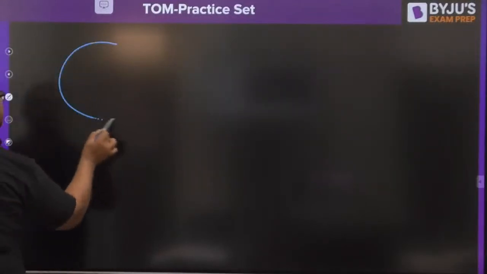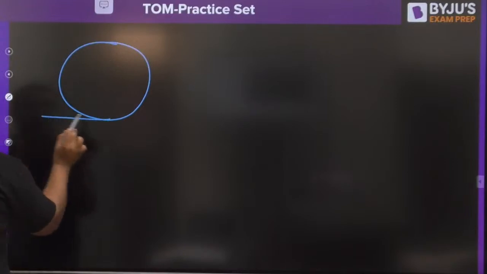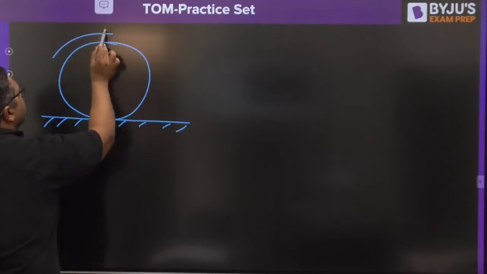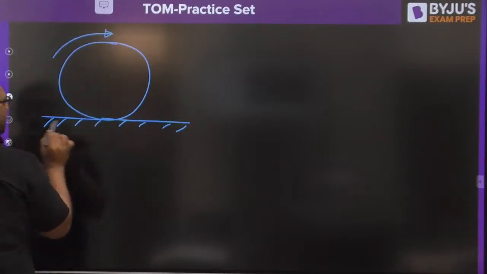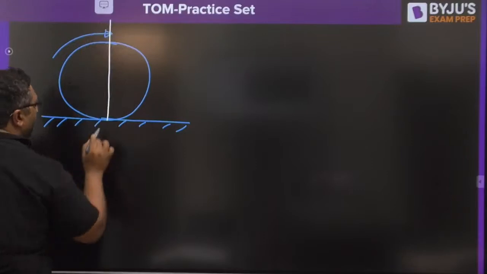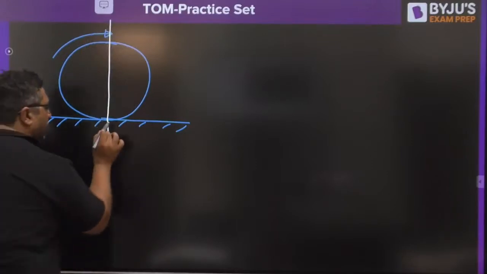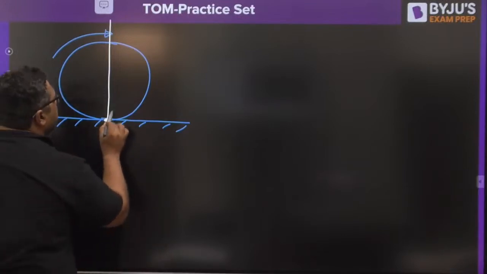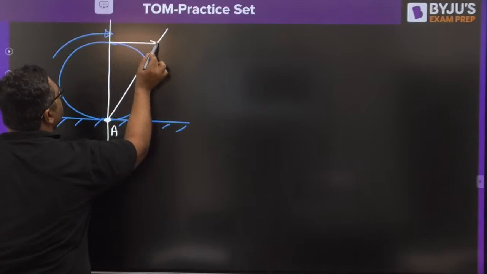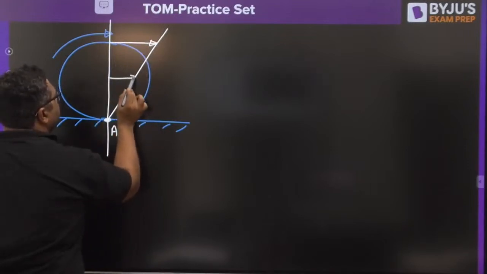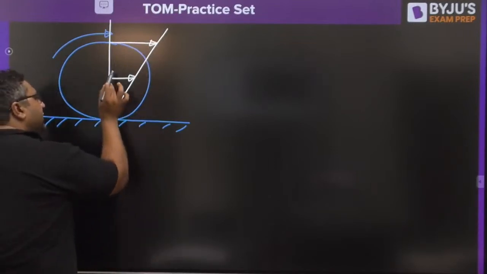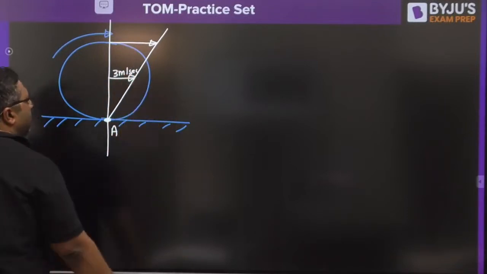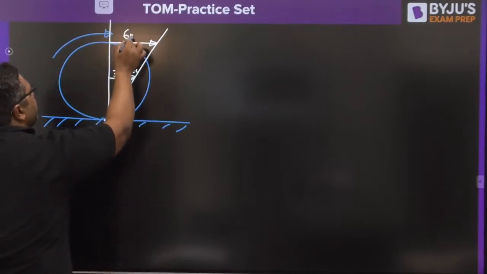So my dear, I am making the things easy for you. What is he saying? He is saying that this body is going for pure rolling motion. Everybody aware that if it is pure rolling motion, this point will be the I center. And the velocity profile will be like this. So they have given this velocity to be 3 meter per second. And obviously if this is 3, this will become 6 meter per second.